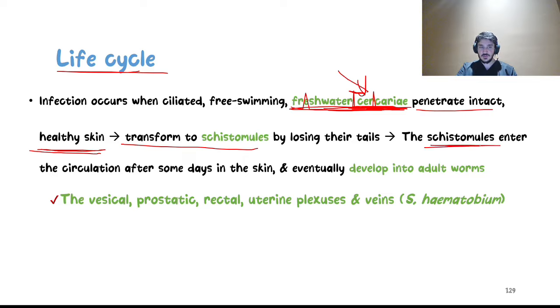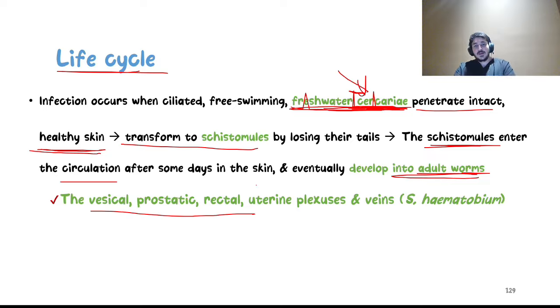These schistosomules will enter the circulation, and guess where they're going to go? They're going to develop into adult worms. And where did we say the adult worm stays? In the venous plexus of the bladder and lower ureter, also in the rectal and uterine venous plexus basically. So to repeat, the infectious stage is cercaria, penetrates healthy skin, transforms into schistosomule, schistosomule grows into adult, and the adult goes to the venous plexus.